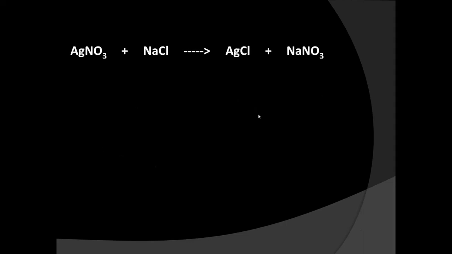Few more examples for double displacement reaction. Silver nitrate combines with sodium chloride and there will be displacement, exchange of atoms or ions, and it forms silver chloride and sodium nitrate. Barium chloride BaCl2 reacts with sodium sulfate and it forms barium sulfate, which again forms a white precipitate, and sodium chloride is obtained in aqueous solution form.